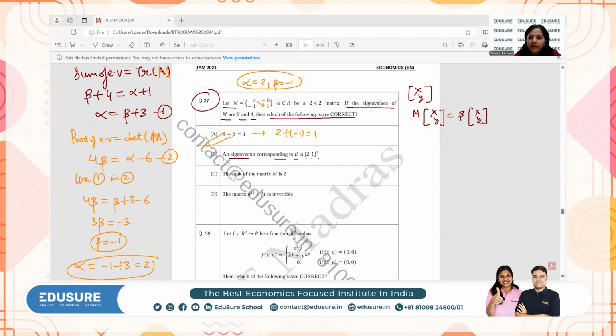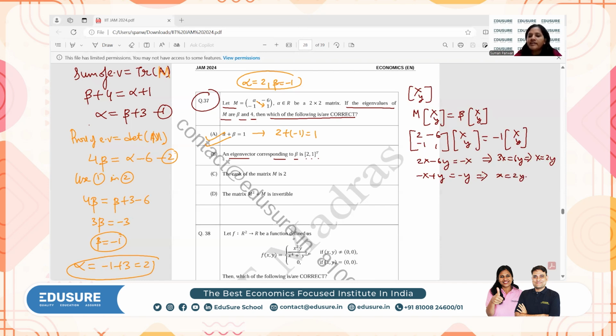So M is what? Now alpha is 2. So it is [2, -6; -1, 1] times (x, y) equals beta, which is minus 1, times (x, y). So we will be getting 2x minus 6y is minus x, and minus x plus y equals minus y. So this implies 3x equals 6y, which implies x equals 2y. This also implies x equals 2y.